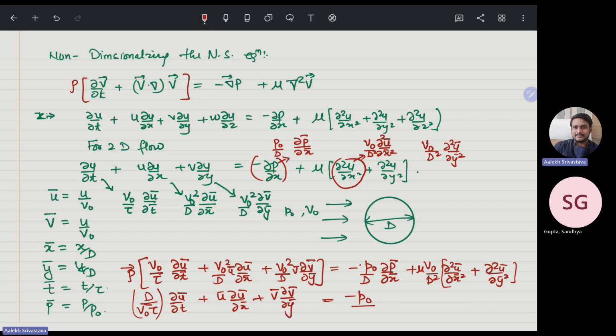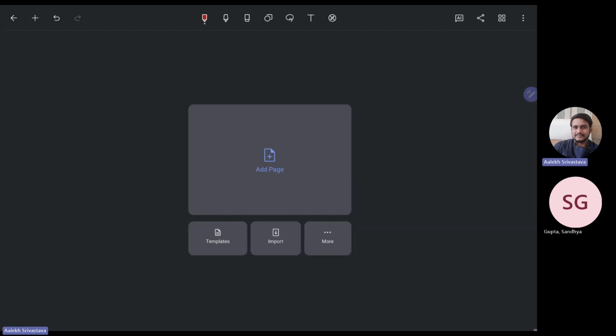Now here we have V0 square will come at the bottom. So rho V0 square del P bar by del X bar, because rho is coming from here and V0 square is coming from here, plus mu by rho V0 into D, del 2 U bar by del X square bar plus del 2 U bar by del Y square bar. So if you see, this is in terms of a U component. So similarly for V component also that can be there.